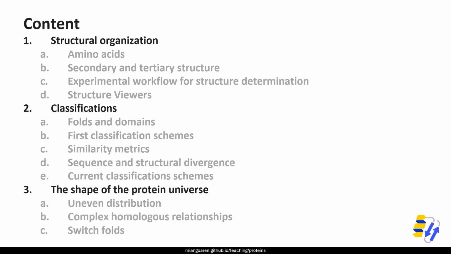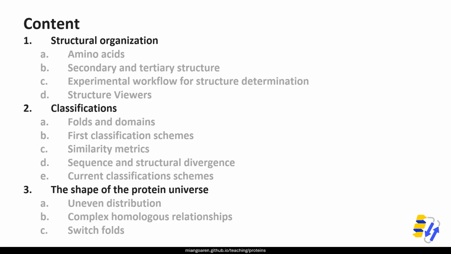So let's see what topics we are going to review in this particular class. There are three large modules. The first is to understand what is the structural organization that occurs in proteins in terms of amino acids, the secondary structures that make up these amino acids, as well as what experiments are used to determine these three-dimensional configurations.